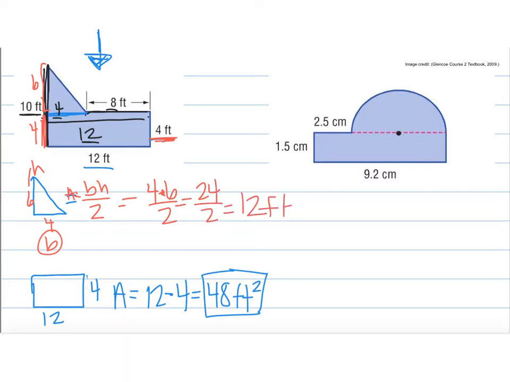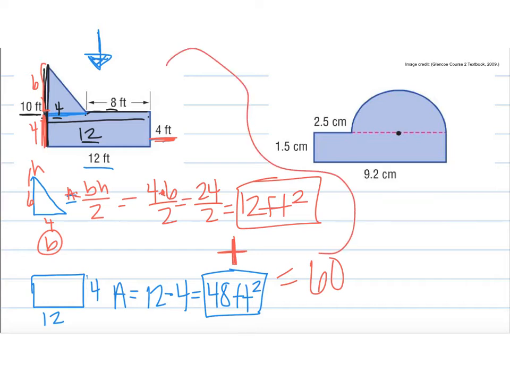So 12 feet squared. And then remember my last step, I have to add them together. So 48 plus 12 is 60. So the area of my whole figure right here is 60 feet squared. All right, on to the next one. So hopefully you have all this written down. I'm going to erase it so I can have room for my next figure.